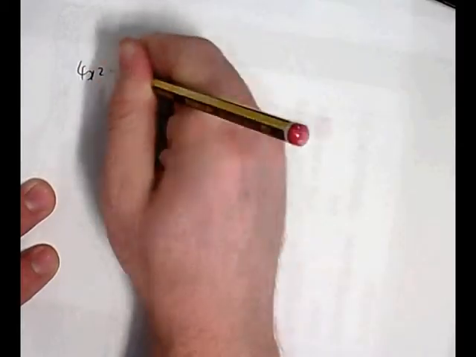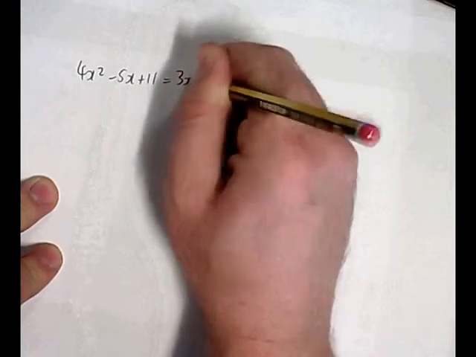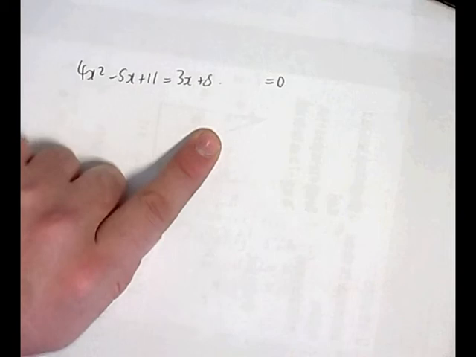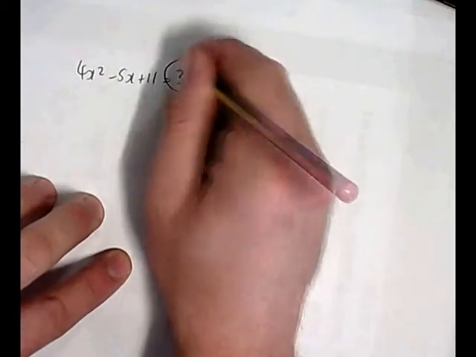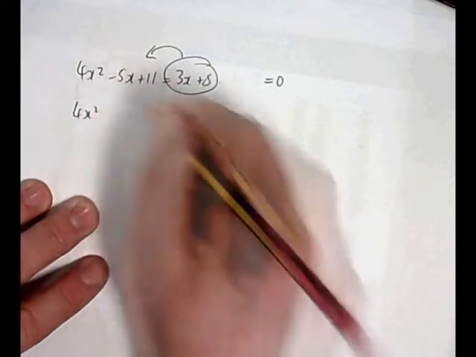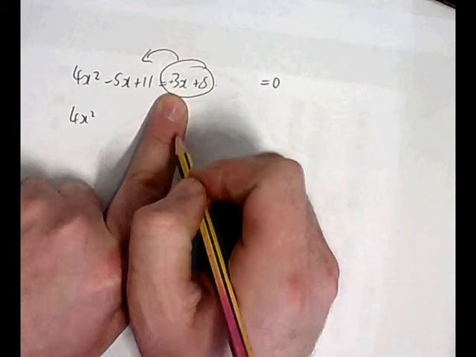4x squared minus 5x plus 11 equals 3x plus 8. That's what we had. You need to say equals 0 to get into a format we can solve. So all this is going to go over here. So 4x squared, I'm going to take away 3x because it's positive 3x there. It doesn't say it, but it is. So it's going to be minus 3x.